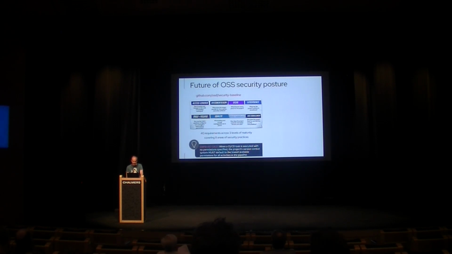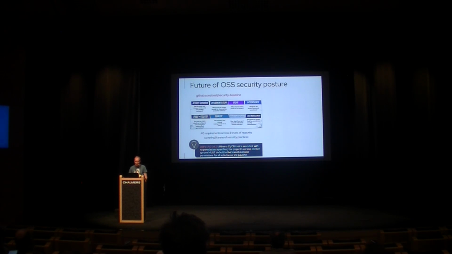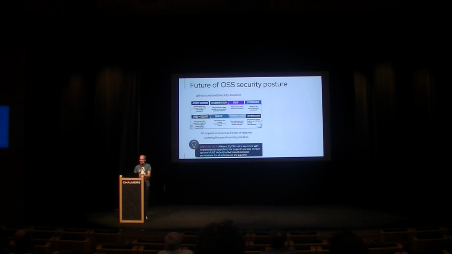To give you an idea, take one of the security practices. I'm reluctant to say this is a requirement; again, this is more or less a practice. For example, when a CI/CD task is executed with no permission specified, the project's version control system must default to the lowest available permissions for all activities in the pipeline. The least privilege principle, right? Which I think should make sense for pretty much all of us. And this is from the level 2 requirements. So remember, there are three levels.